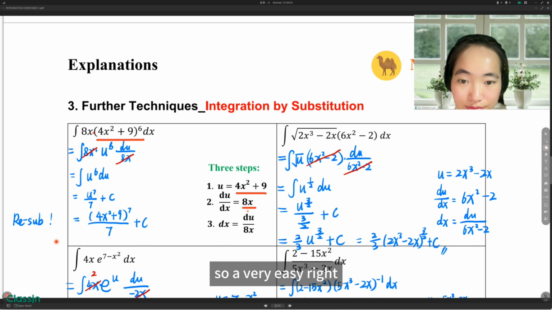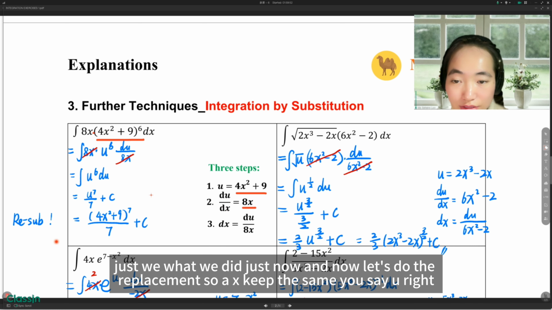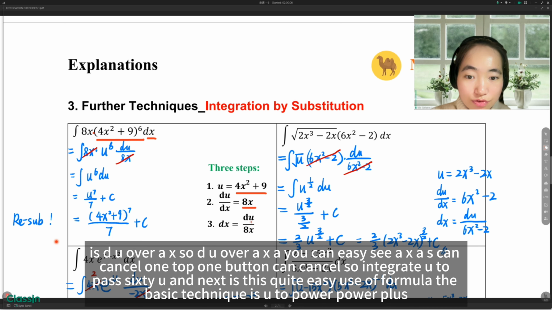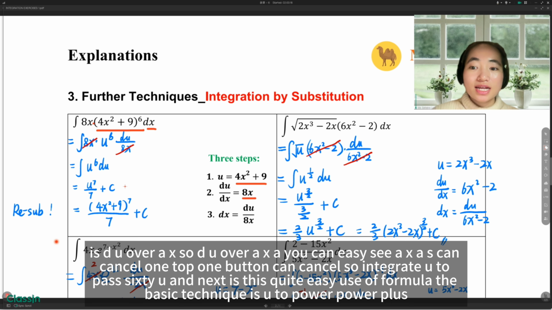So very easy, right? Just what we did just now. And now let's do the replacement. So 8x, keep it the same. It's a u, right? 4x squared plus 9 is u. So u to the power 6 times dx. We need to do the replacement. dx equals what? Look at that. It's du over 8x. And you can easily see 8x can cancel. One top, one bottom can cancel. So integrate u to the power 6 du.